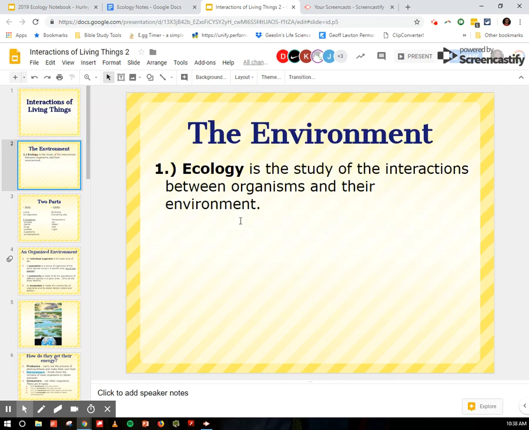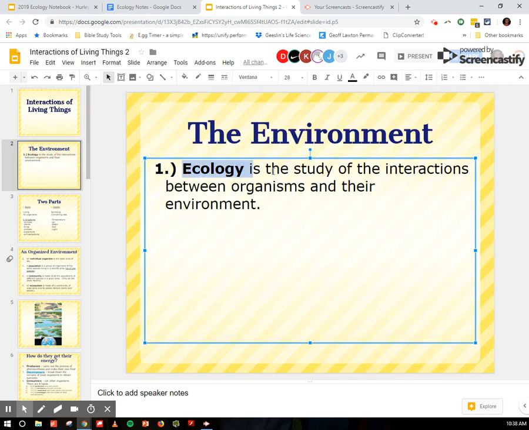Interactions of living things. Ecology is the study of those interactions, the study of the interactions between living things and their environment. So ecology is the study of biotic things and how they interact with other biotic things and their environment.